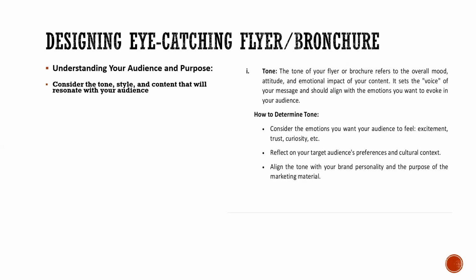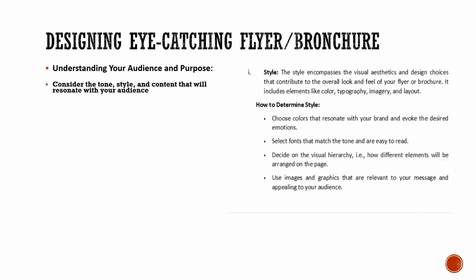The second aspect is the style. After looking at the tone, the next is the style of your brochure or your flyer. The style encompasses the visual aesthetics and design choices that contribute to the overall look and feel of your flyer or brochure. It includes elements like color, typography, imagery, and layout.